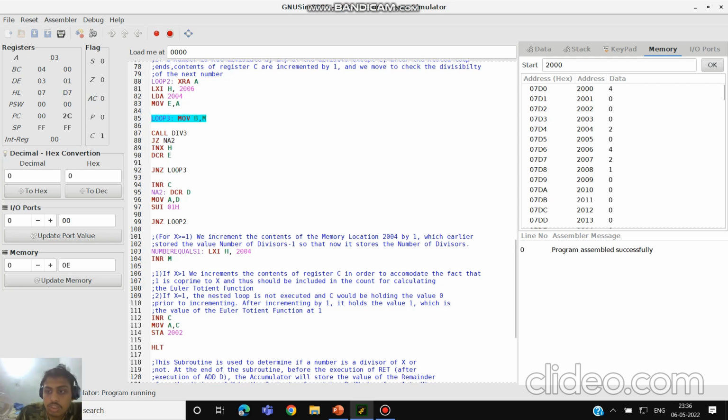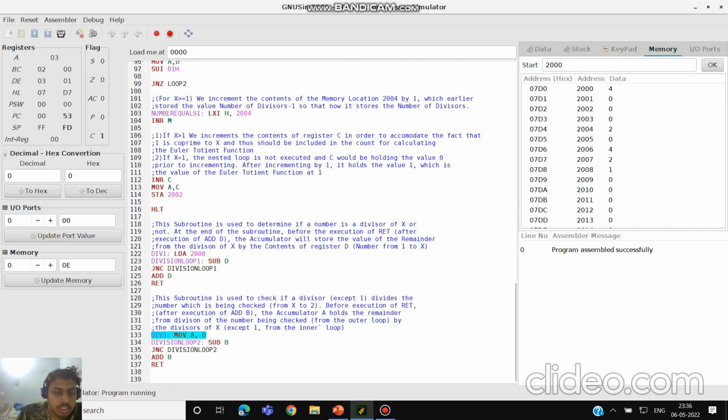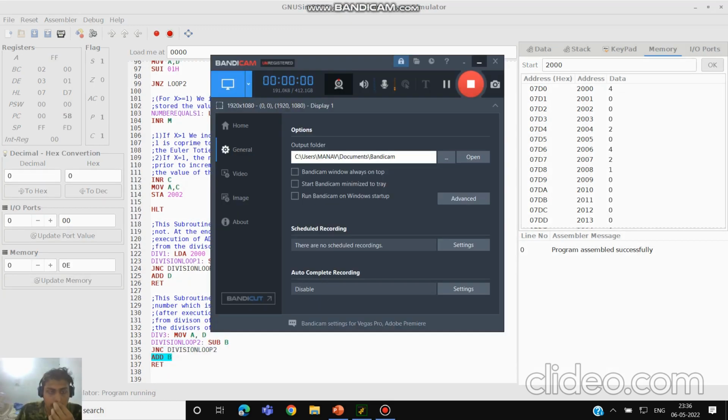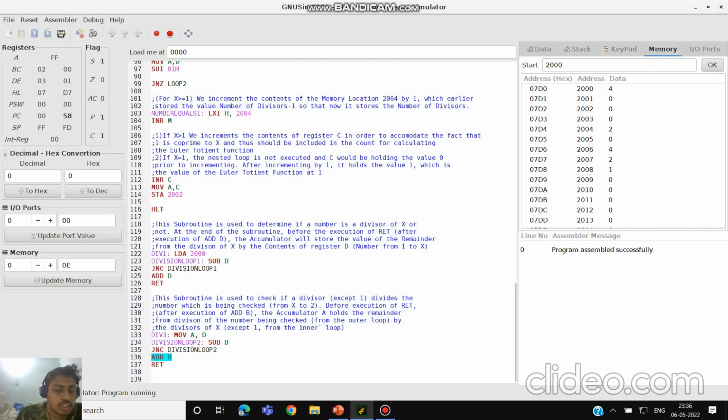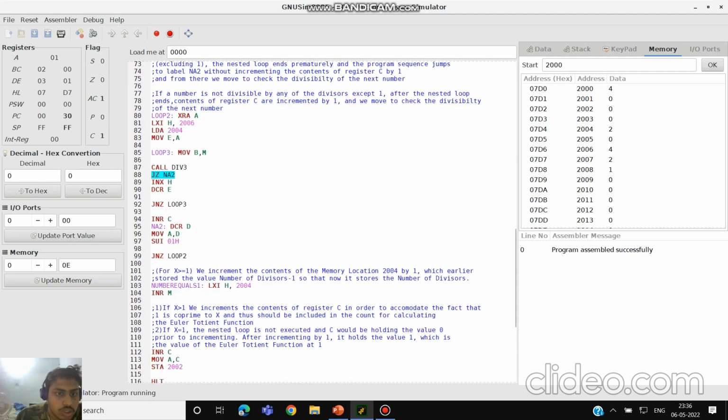We consider now the next divisor 2. Call div 3 again. The expected remainder, as you can see, would be 1. As I was saying, the expected remainder would be 1, as you would see before the execution of the ret instruction. The remainder is 1, and so again JNZ A2 will not jump.